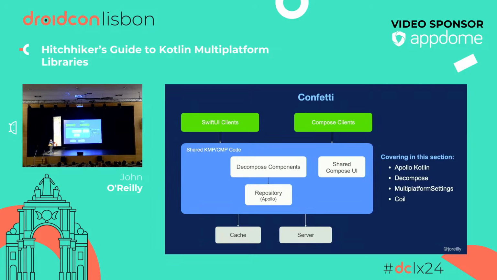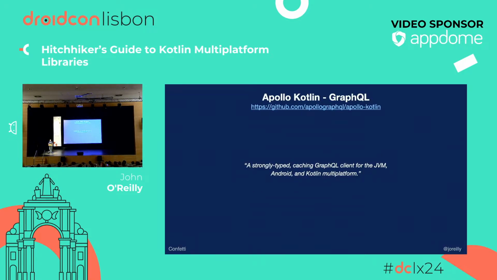And showing an example of this section of, as mentioned, Apollo Kotlin, Decompose, multi-platform settings, and Coil. As mentioned, the clients in this project interact with the GraphQL backend, and for that we're using the Apollo Kotlin library. It's described as a strongly typed caching client that automatically generates APIs from our GraphQL queries and backend schema. The caching aspect of this is very important as well, giving us effectively an all-in-one solution for both retrieving the data from the backend and storing it locally.